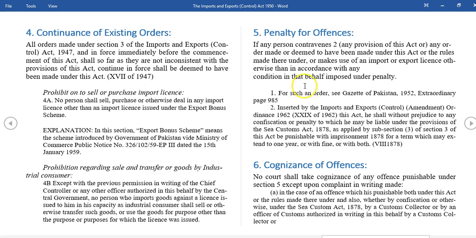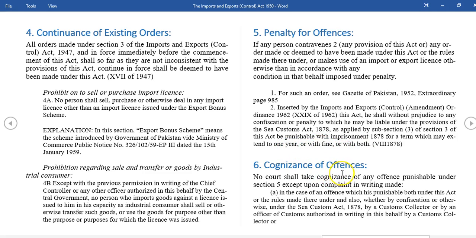It says that if anybody commits a violation of this act, then there are 3 kinds of punishment. The first punishment is about 1 year imprisonment, and it can also be added with a fine, or it can be both. So it can be 1 year imprisonment or fine or both.